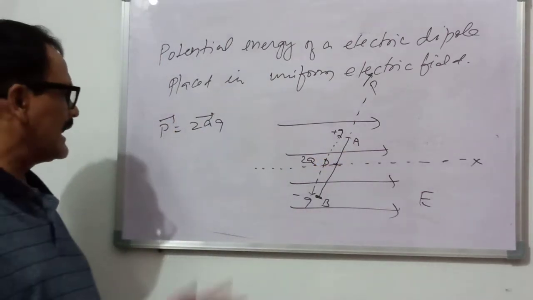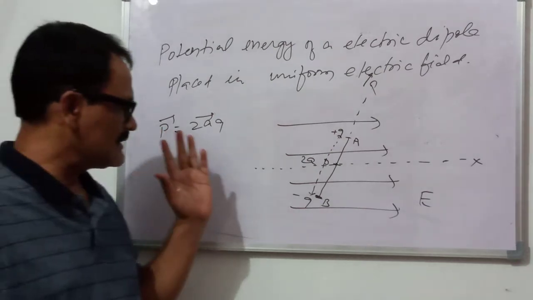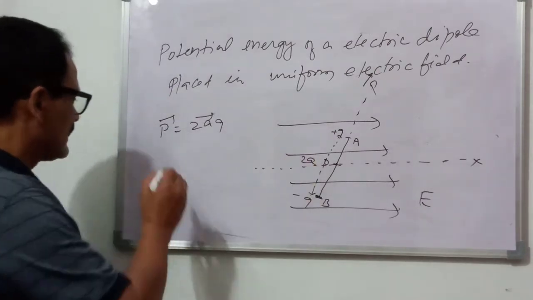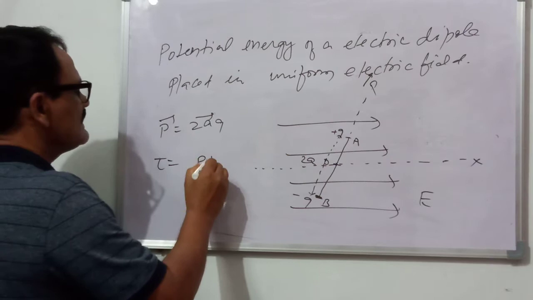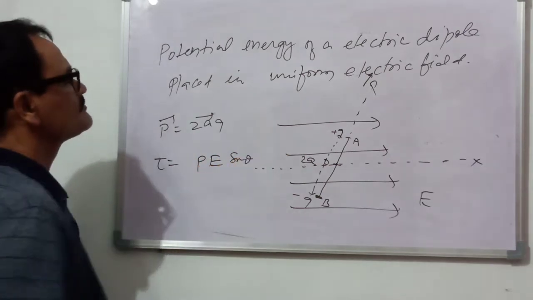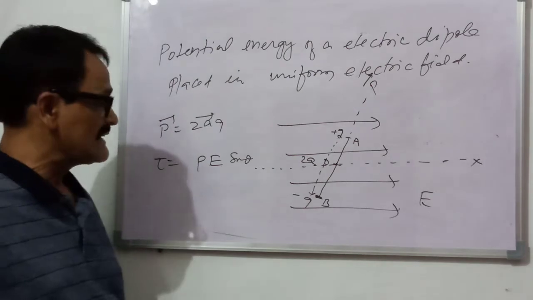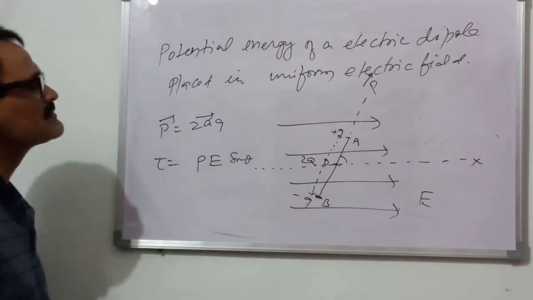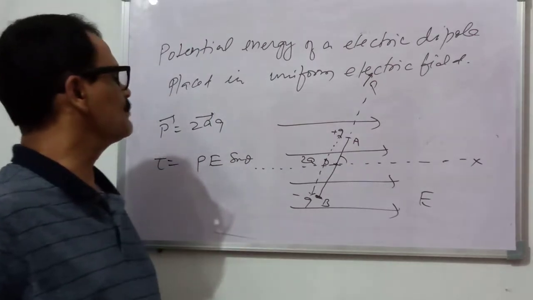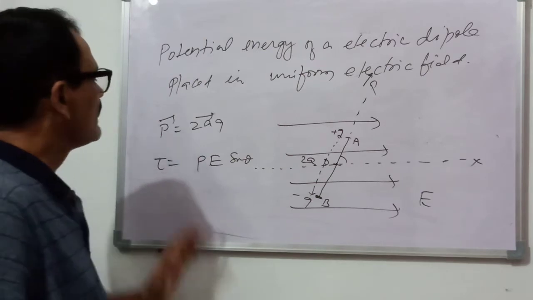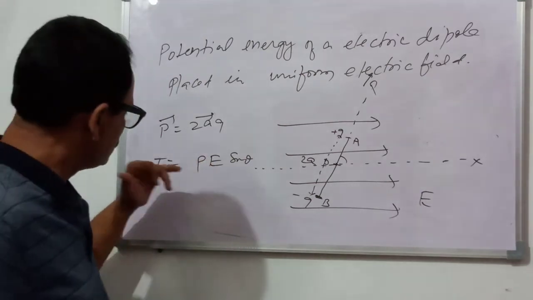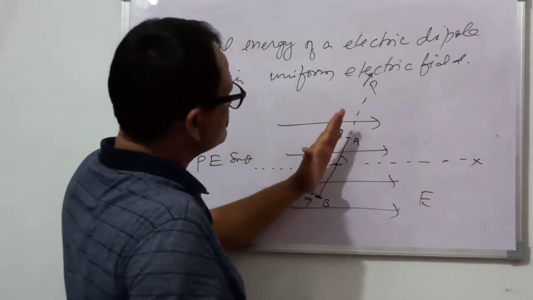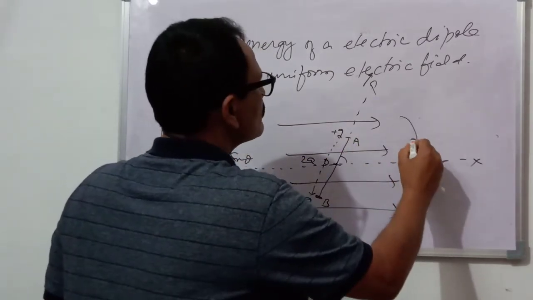As you know, when a dipole is placed in a uniform electric field, then there is a torque, and that torque is equal to PE sin theta. P is the electric dipole moment, E is the electric field, and theta is the angle between the electric field and dipole moment. Now this torque tends to bring this dipole in this direction because it is acting along this.